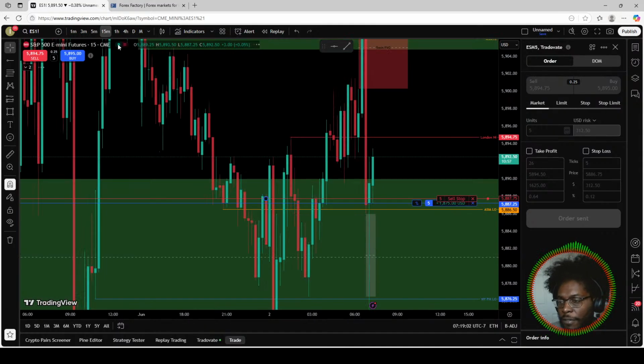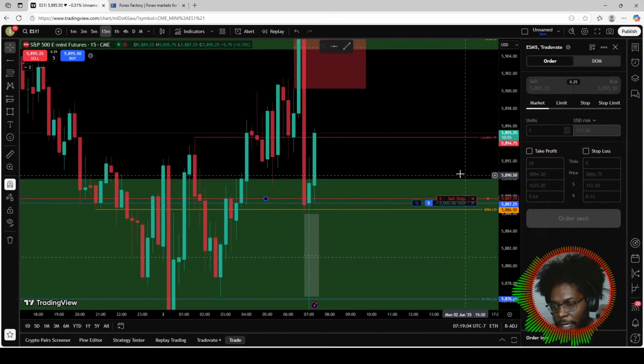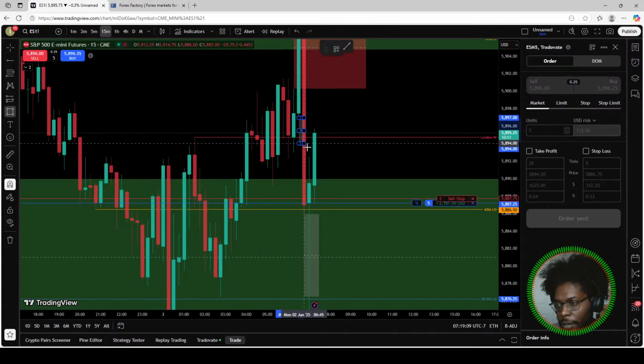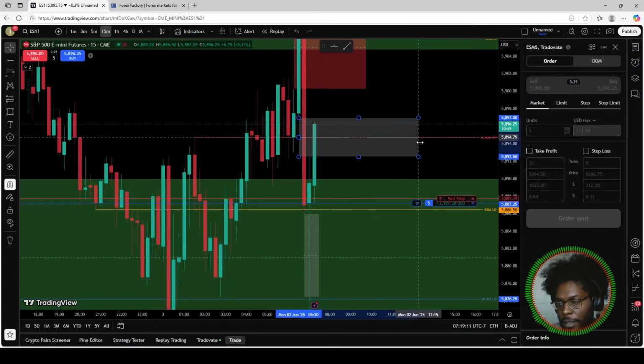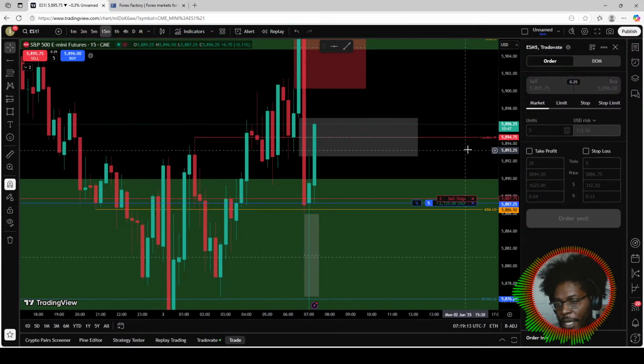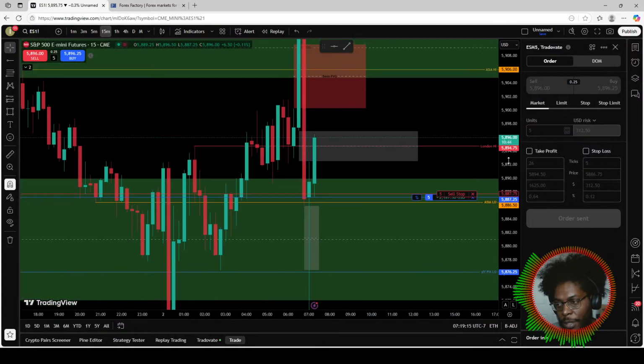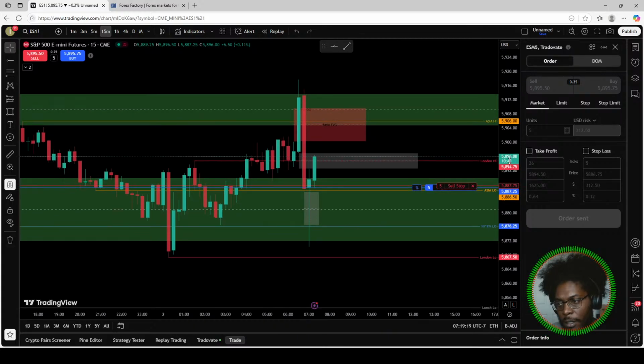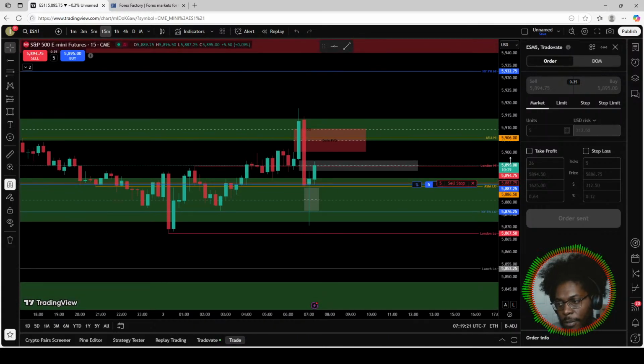So we have this 15-minute fair value gap that we're trading in right now. As you can see, if this candle closes up here, we're disrespecting it. And then I'm still liking the longs.